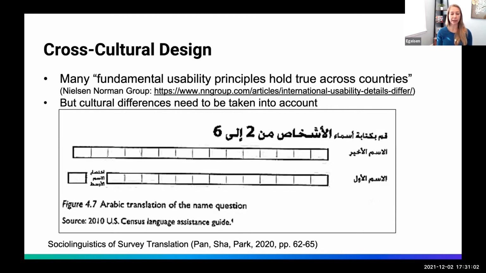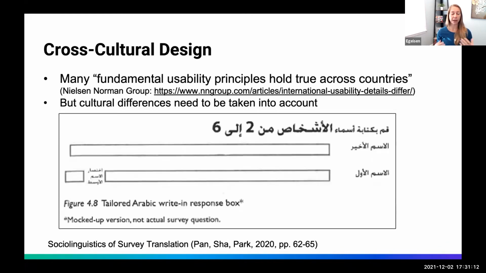And the reason for that is because the individual boxes for letters, they worked in languages with print letters, but they didn't work in Arabic that uses script. So they had to revise it again to have one big box to allow for the way that people write using script in Arabic. So again, it's where we realize that some of the principles hold, but it doesn't just automatically translate from one culture to another.